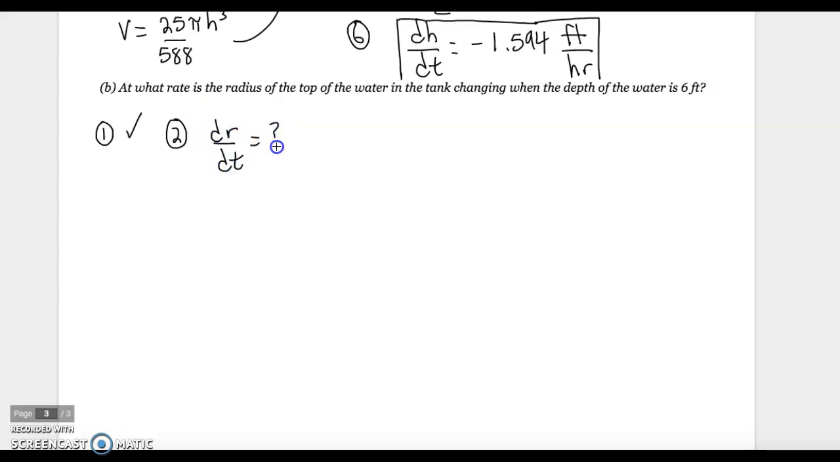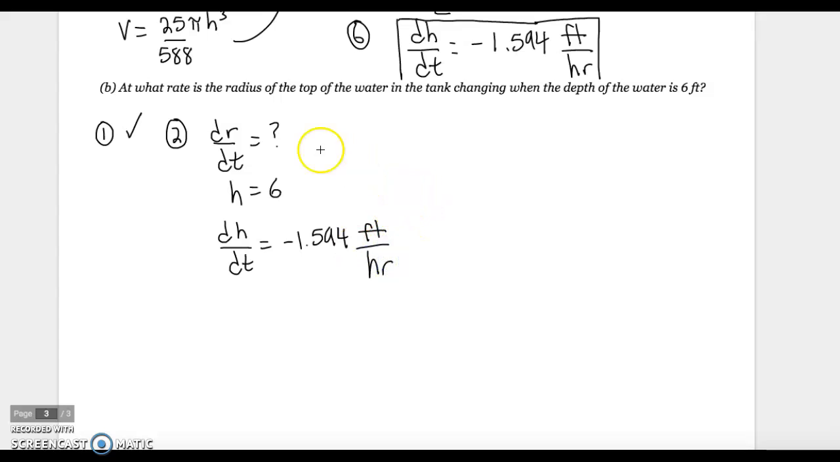That's our unknown variable. When the depth of the water is 6 feet, well, that's h equals 6, and then we actually already know another piece about h, right? We know dh/dt because we just found it in the last part of this problem. dh/dt was negative 1.594 feet per hour.